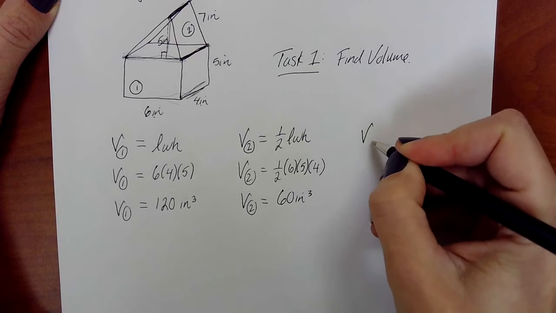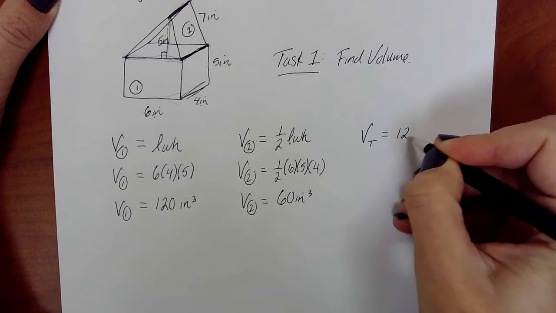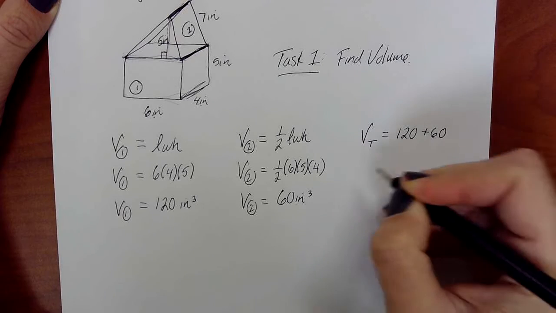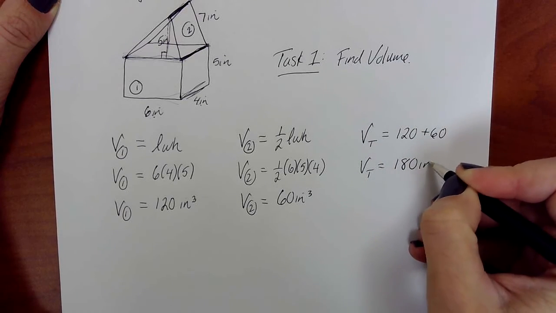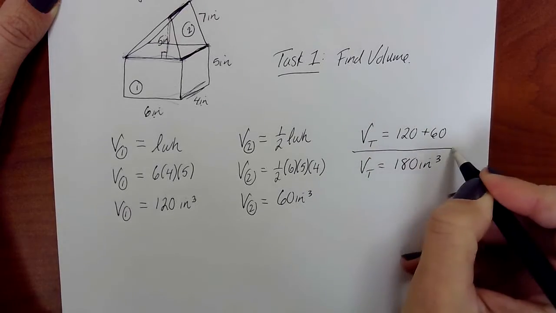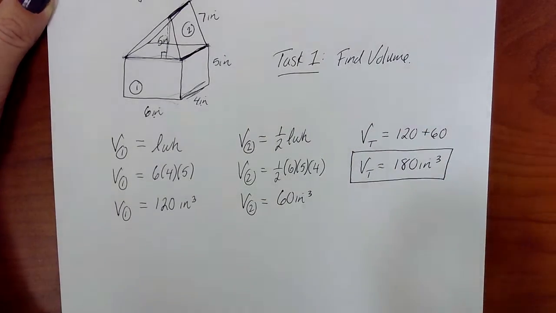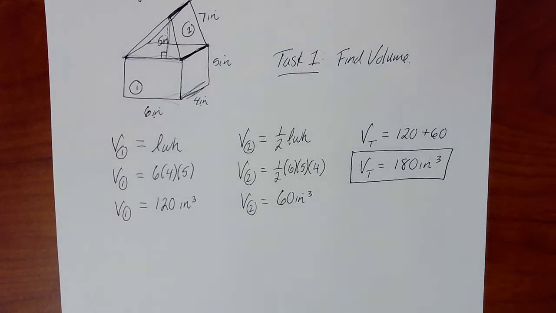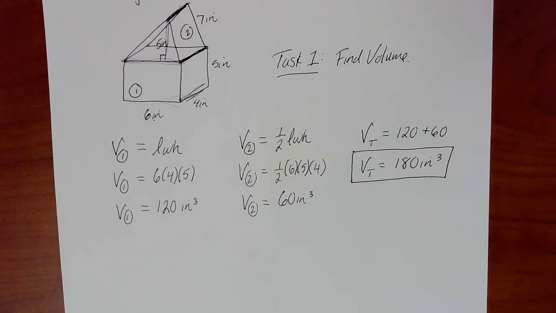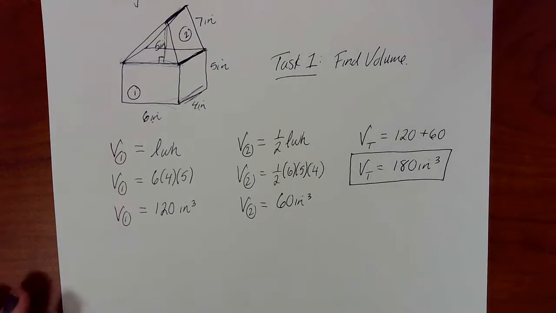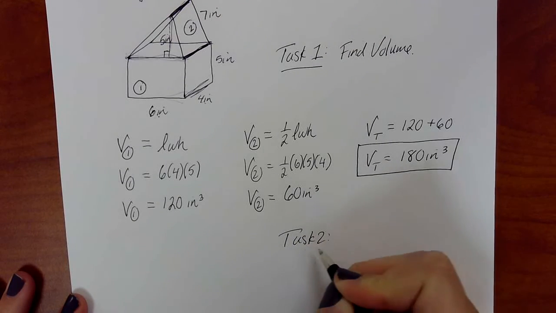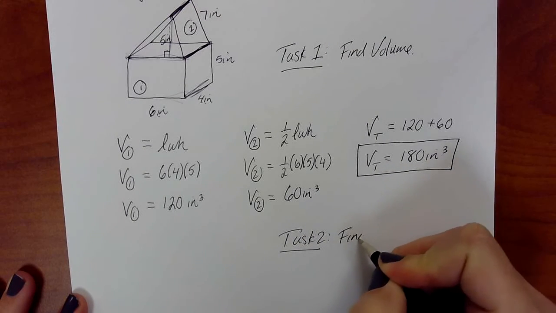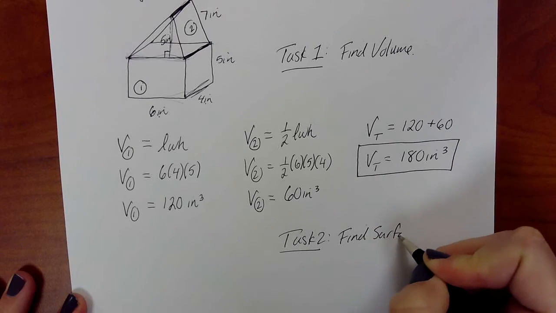And then to find the total, so T for total, you would take the 120 plus the 60, and you're up to 180 inches cubed. So that would be the volume. All right, task 2 is going to be to find the total surface area.